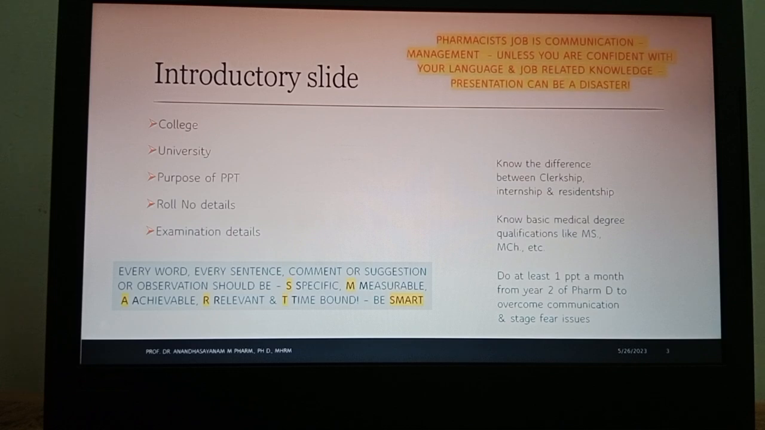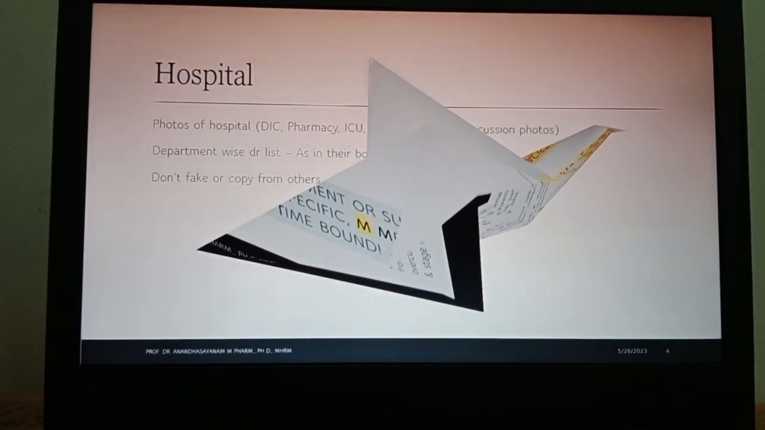So do at least one presentation a month from year two of Pharm D to overcome communication and stage fear issues. Unless you face your fears, they are not going to leave you alone, right? So please make a presentation of what you have done. It may be a subject topic, or a case presentation, or whatever you are trying to practice in the hospital. You can present that to your colleagues and classmates to come out of the stage fear.